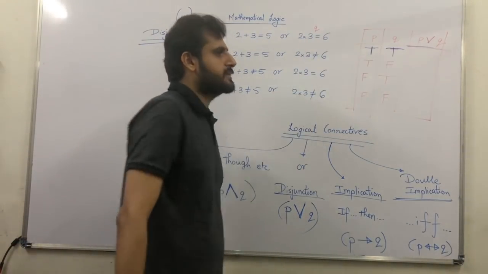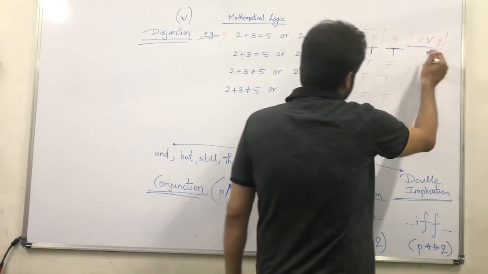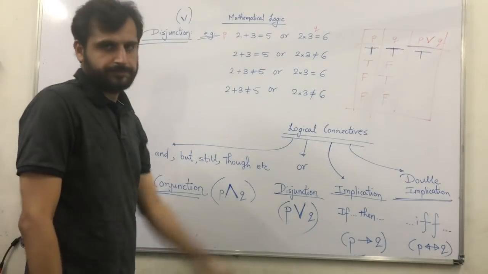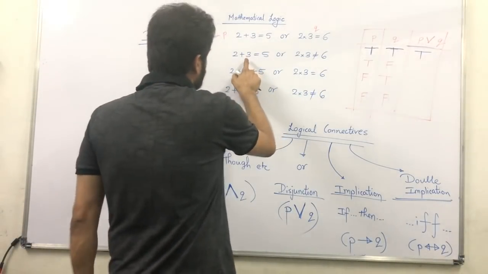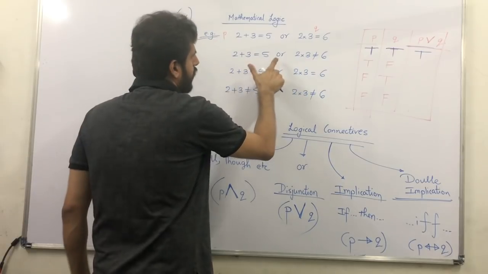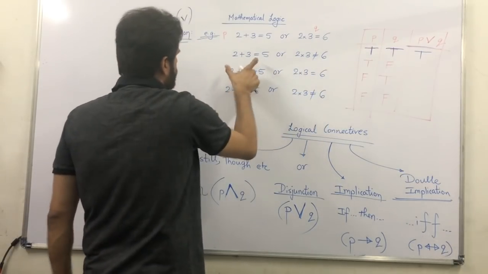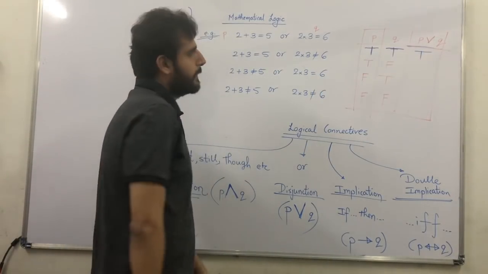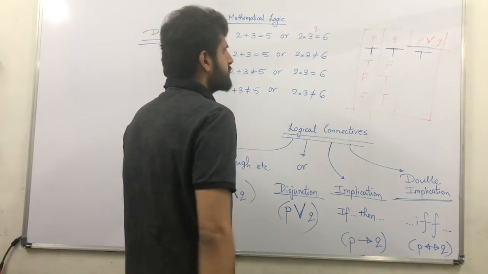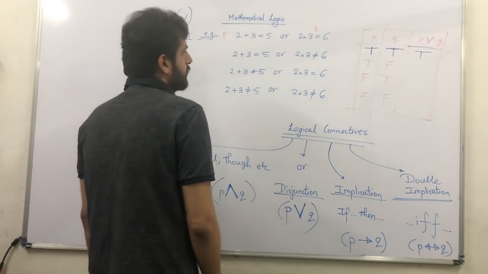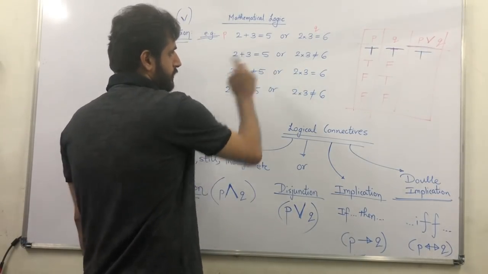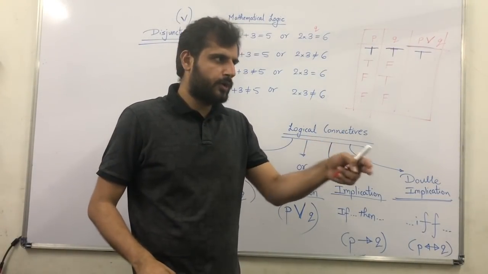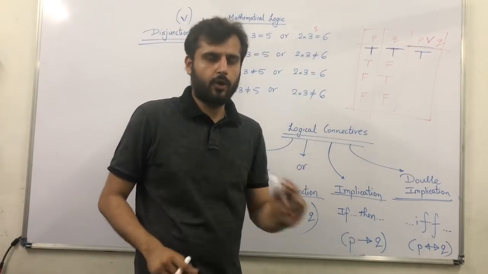When you're saying 2 into 3 is 6, it is a true statement. And then the compound statement using or is also a true statement. In this, 2 plus 3 is 5 or 2 plus 3 is not equal to 6. When I say 2 plus 3 is 5, it is a true statement. 2 into 3 is not equal to 6 is a false statement. But you said or. So either 2 plus 3 is 5 or 2 into 3 is not equal to 6. One of the two, I don't know which one.